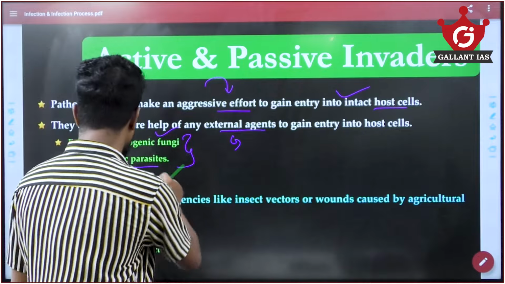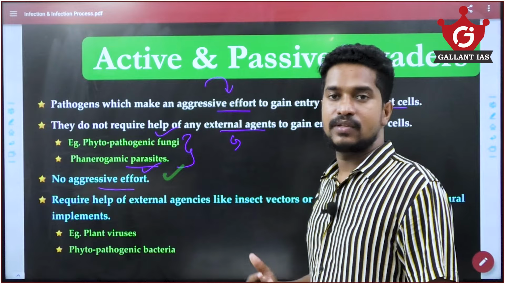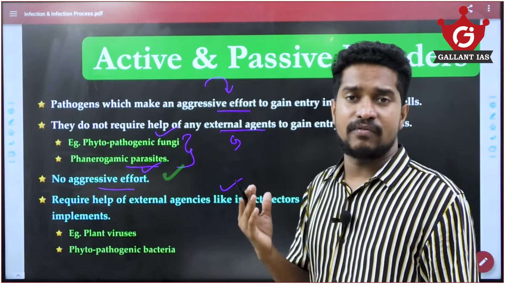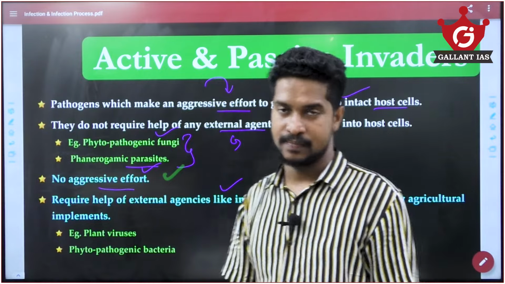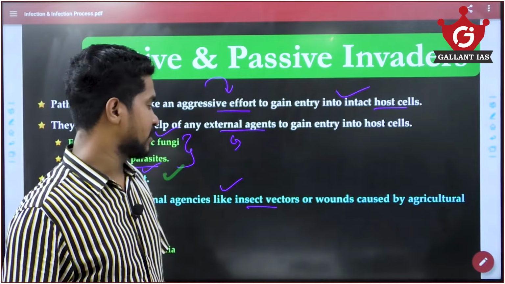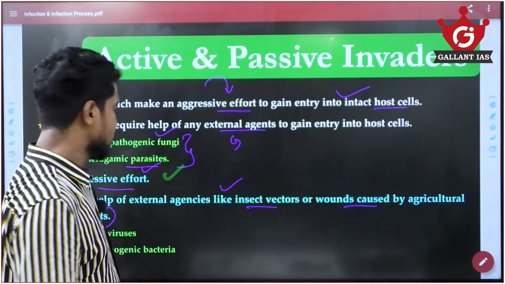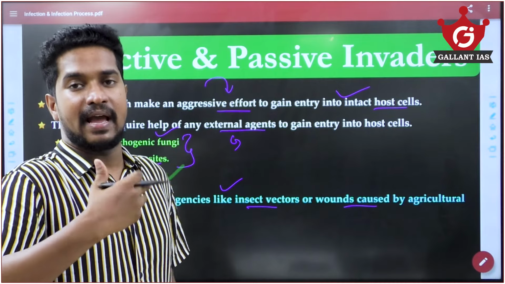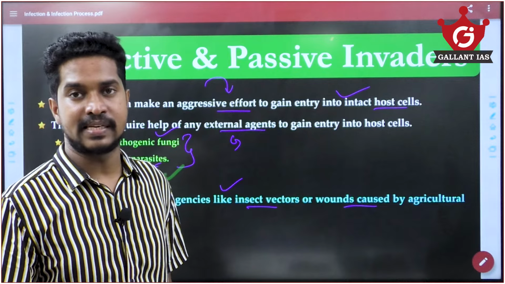Passive invaders do not show an aggressive effort to make an entry into the host cell or tissues, and they require the help of external agents. Here, external agents means things like insect vectors or wounds caused by agriculture implements. So passive invaders do not make an aggressive effort to gain entry into the host cell.